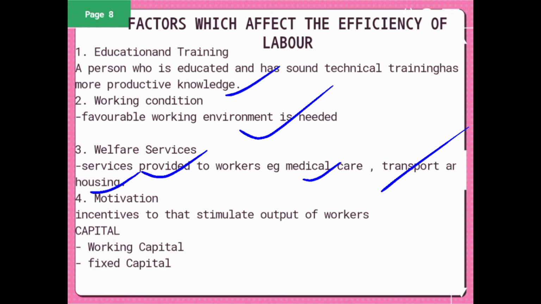Then we have motivation. Motivation, these are simply incentives given to workers so as to stimulate them. For example, even what we do at Knowledge World Academy, we award the best students. The best student will get this, and the top student. That will motivate you. I will also work hard the next time so that I get that. You see? That is motivation.